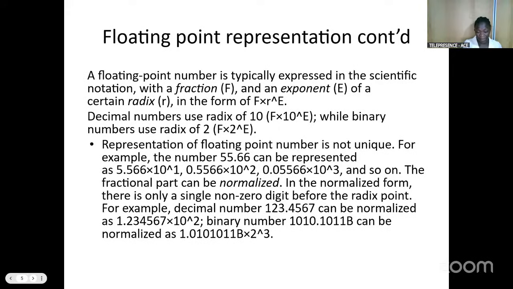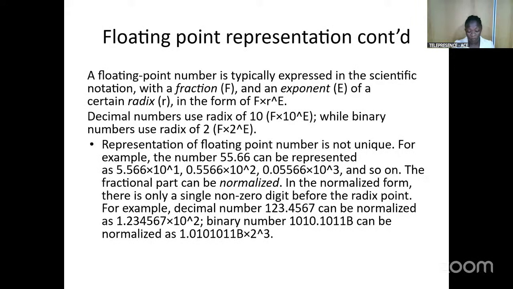So the fractional part can be normalized. That is, putting it in the right form. When you say normalization, it is just to formalize, putting your digits or your numbers in a normal form. So in the normalized form, there is only a single non-zero digit before the radix point.